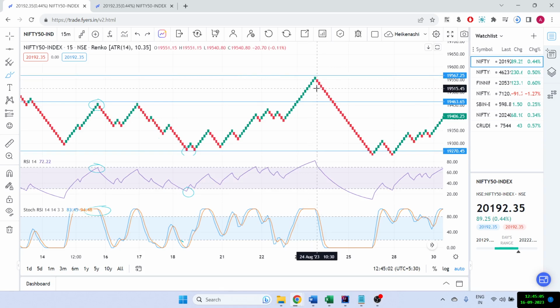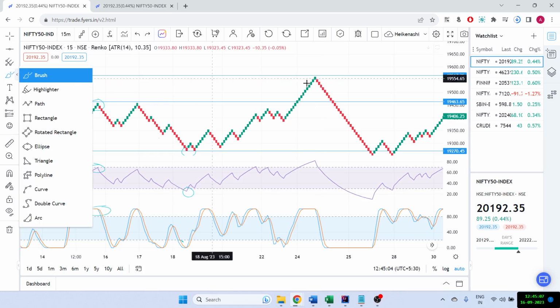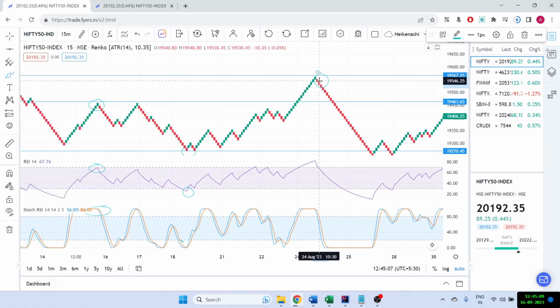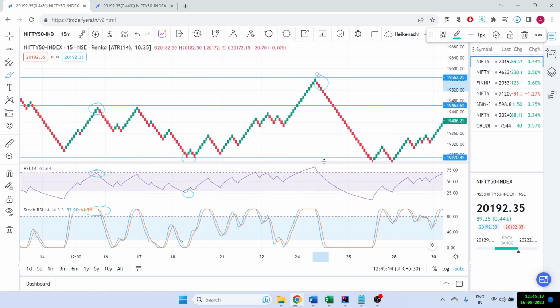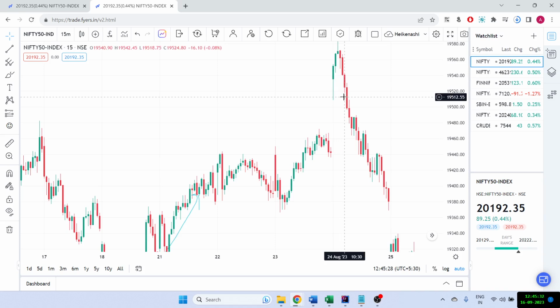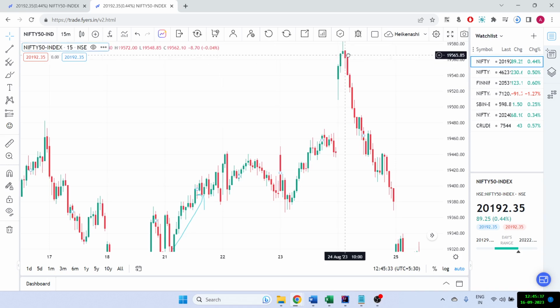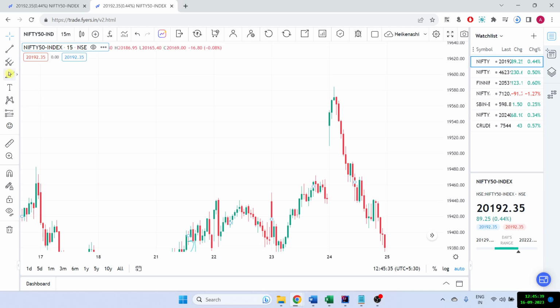So I can go for a selling trade here. This becomes my selling trade. Why? Because all my conditions are met. I am at a very strong resistance zone. RSI is above 70 and my stochastic RSI is more than 80. So I will go for a selling trade once the candle closes at 9:30, or I will look at somewhere here. So I'm going to get the trade approximately here.